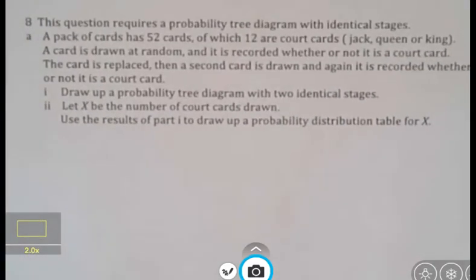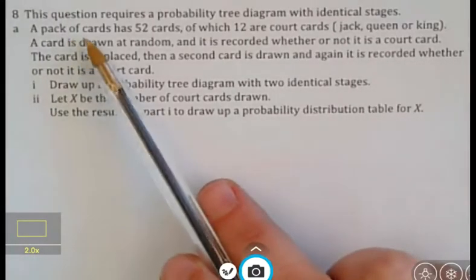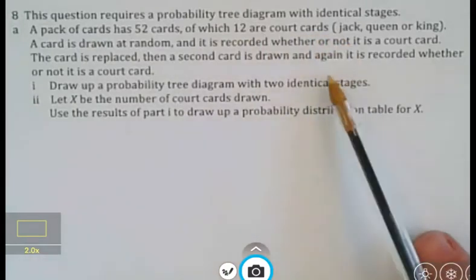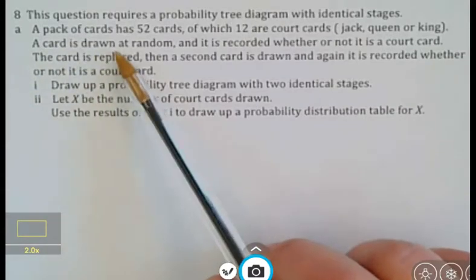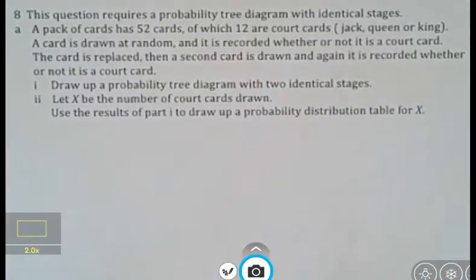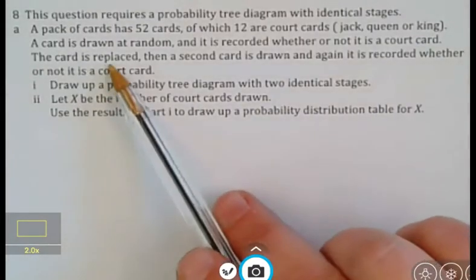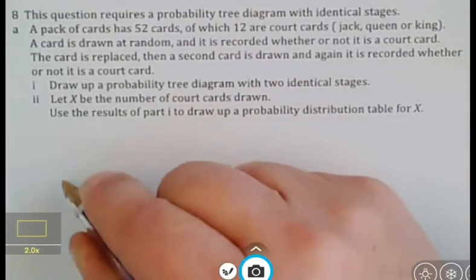Okay, looking at question 8. So in a lot of the questions you are going to require a tree diagram. So a pack of 52 cards has 52 cards, of which 12 are court cards. In other words, a jack, a queen, or a king. Now, a card is drawn at random and is recorded whether or not it is a court card. So they're picking up a card and they're seeing whether it is a court card or not. The card is then put back in the deck, it's replaced, and a second card is drawn again. And then it's recorded as to whether it is a court card or not.